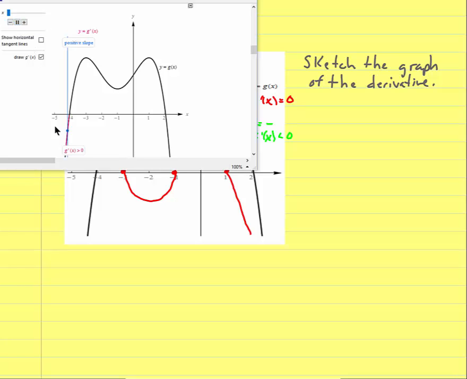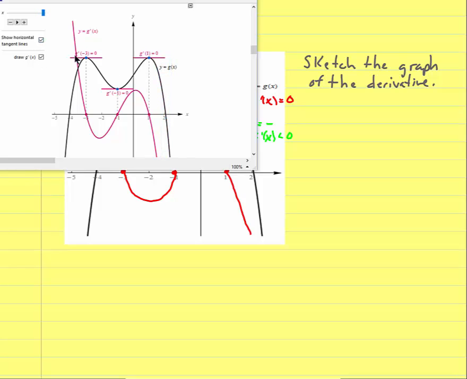So let's draw our graph of our derivative. Our graph of our derivative is this red line, and it's relating those transition points and our slopes. So our slopes switch positive and I'm above the x-axis. Our slopes switch to negative and I'm below the x-axis now. So that gives us a good idea of what's going on here.